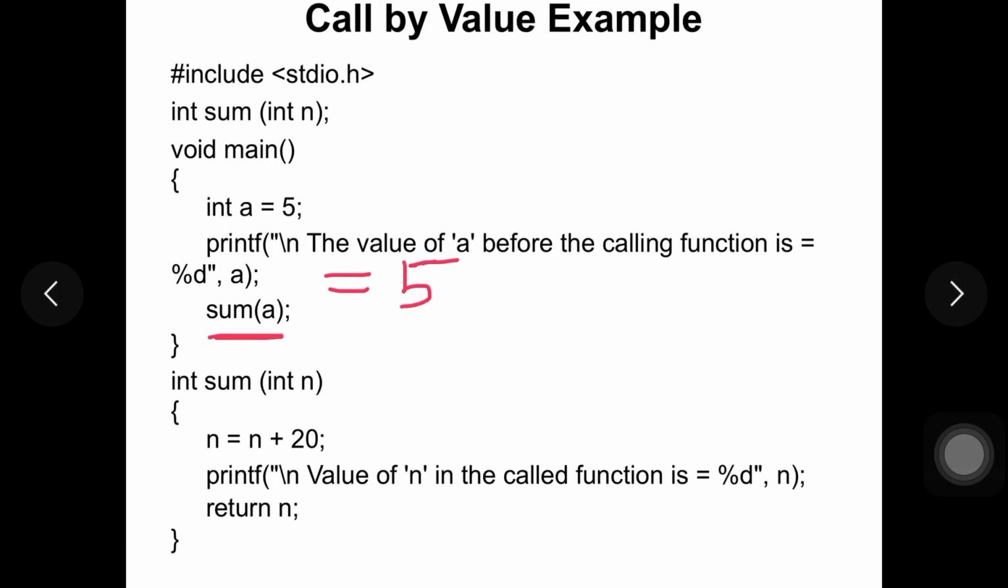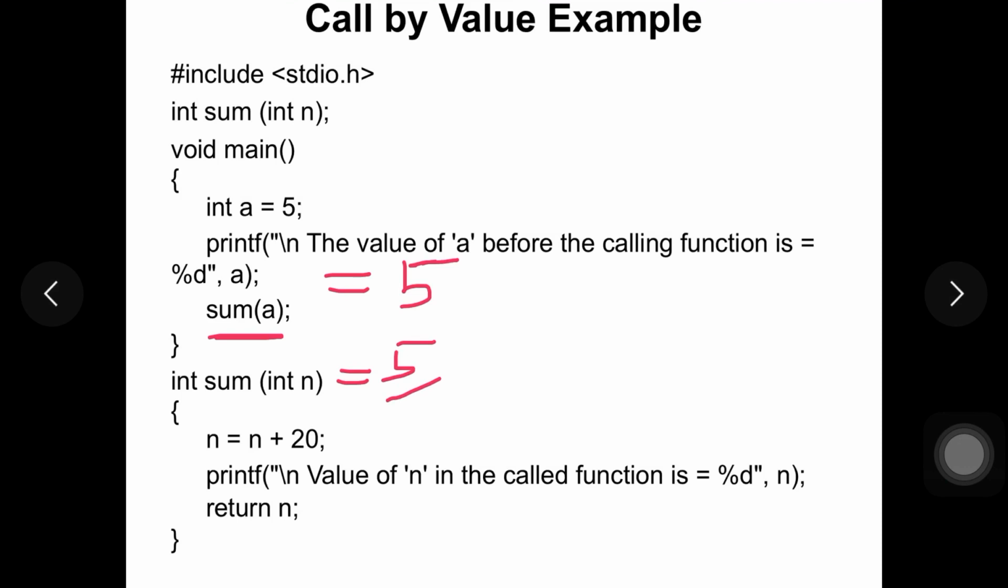So what is the value of a here? 5. So this 5 will be copied into n. Now n will be equal to 5, and you have another statement written inside the function, that is n is equal to n plus 20.